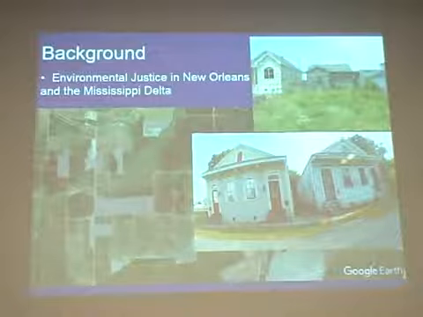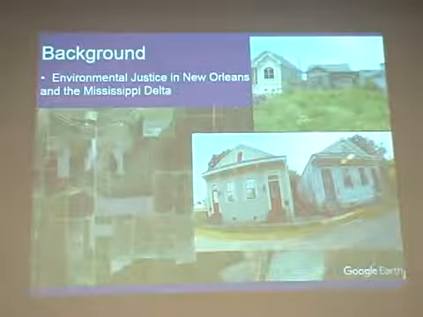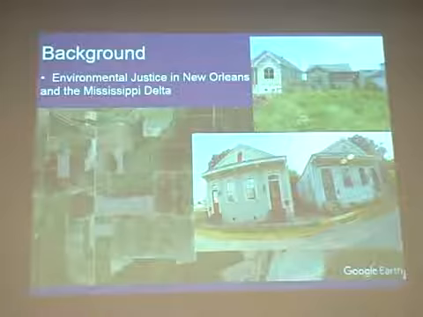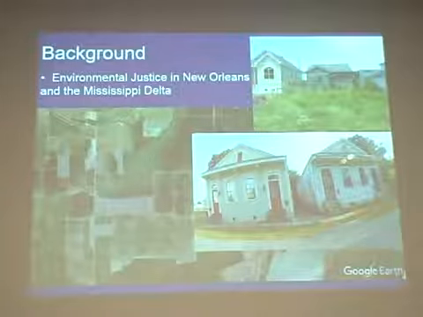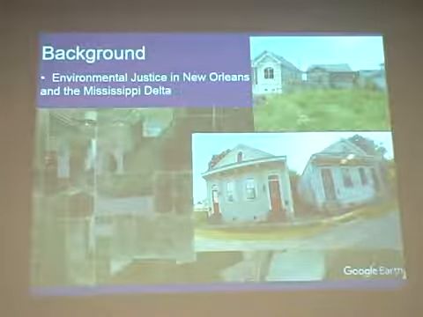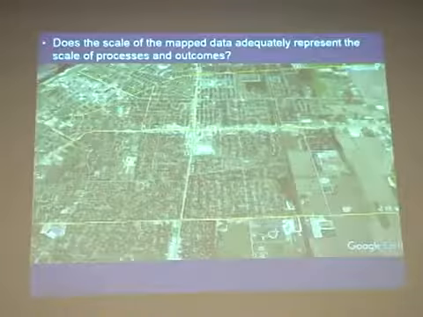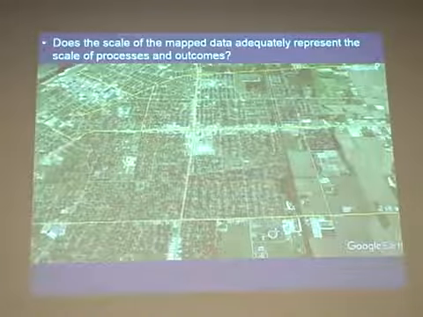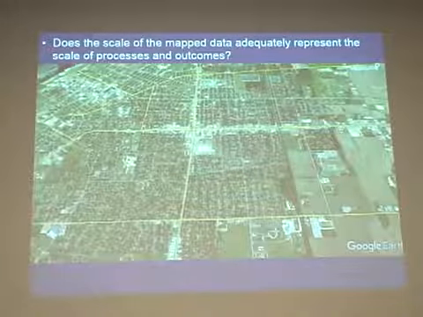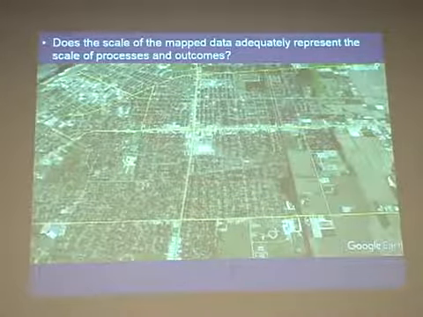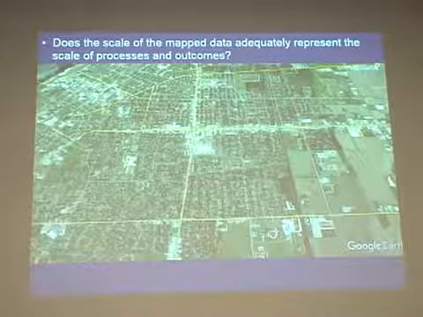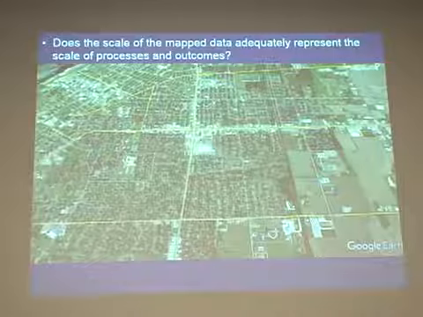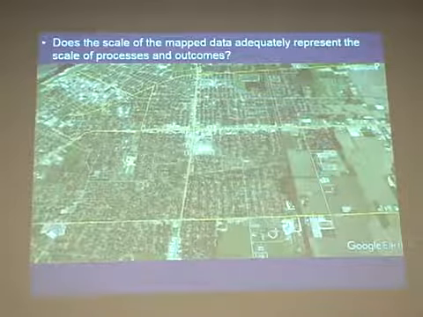But this is really where my work started: let's get better at where exactly things are occurring. Let's then see if we can use geospatial approaches to figure out why there, and use that to actually inform what happens in interventions. So a couple of questions permeate through my work. First, does the scale of the map data adequately represent the scale of processes and outcomes?